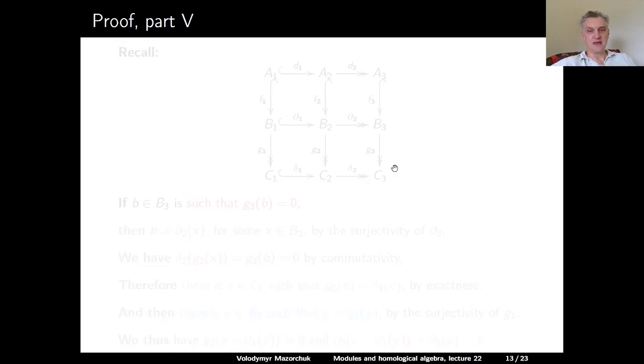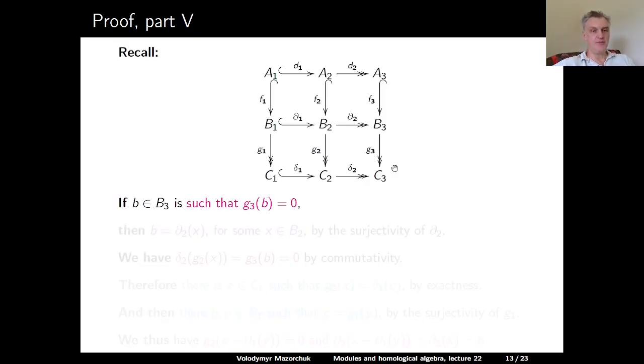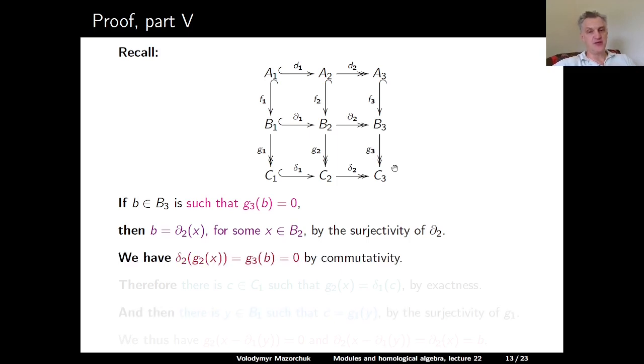Finally, let us prove exactness at B3. Let B be an element in B3 which is mapped to 0 by G3. Then, since partial 2 is surjective, we can write B as partial 2 of X for some X in B2. Now we use the commutativity of our diagram and write delta 2 of G2 of X as G3 of B. So this is G3 of partial 2 of X. Well, we have assumed that G3 of B is equal to 0. This means that G2 of X belongs to the kernel of delta 2.